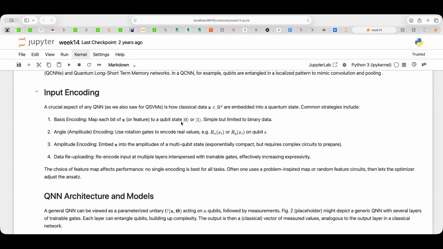There is something which is called amplitude encoding, where you would actually embed X into the amplitudes of a multi-qubit state. This actually requires complex circuits to prepare. The simplest one is normally the basis encoding, which we will detail a little bit more next week. So the choice of feature map actually affects performance, and no single encoding is best for all tasks. So keep in mind that when you look at a quantum neural network, perhaps one of the more difficult parts is the encoding of the data.